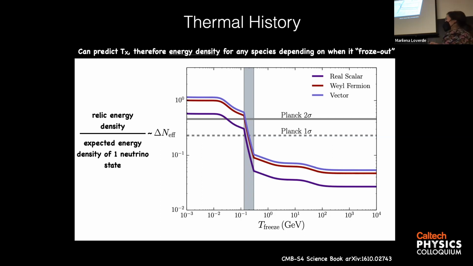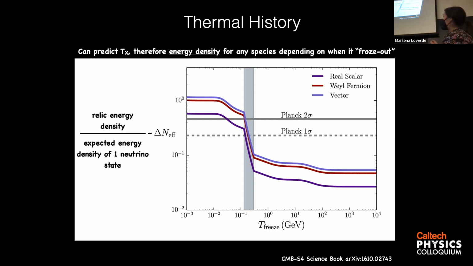And the way that cosmologists quantify this is you can compute the relic energy density, and they write it as this parameter N effective, which means that they're measuring it in units of the predicted energy density for one neutrino state, one neutrino and anti-neutrino state. So if delta N effective is 1, then it's something that also has a temperature of 2 Kelvin and is therefore present today at about 100 per cubic centimeter.